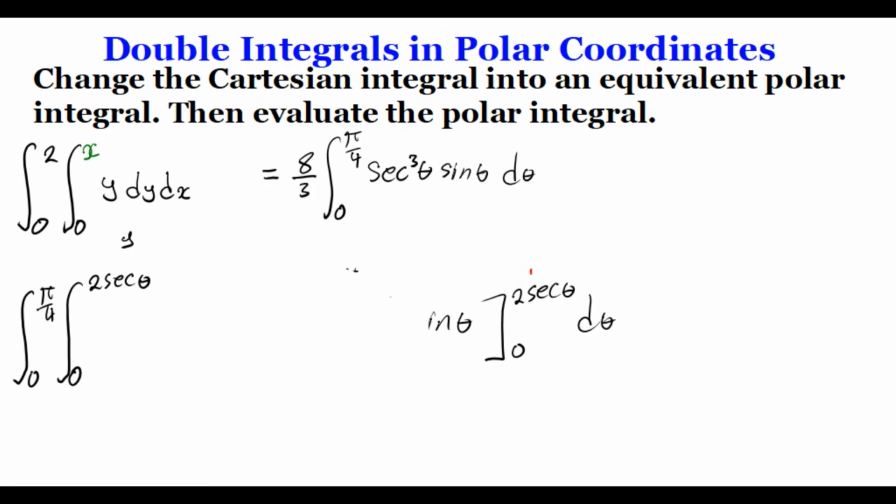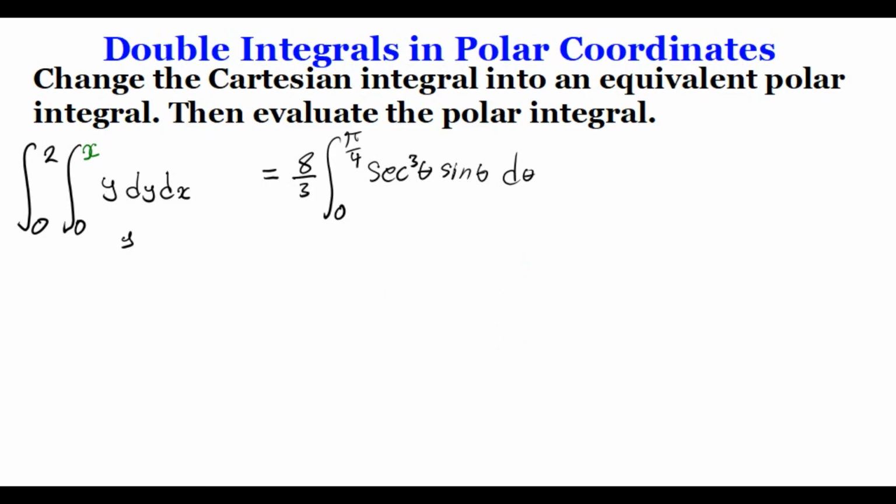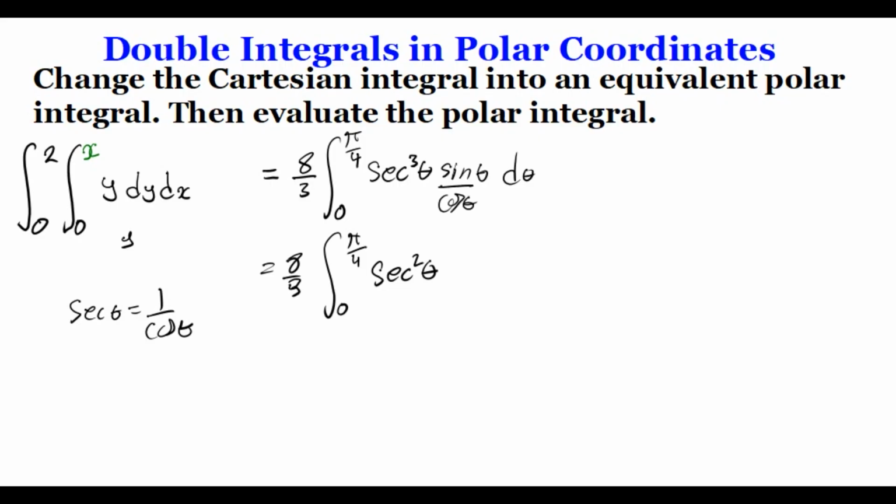Okay, so now it's just a matter of us doing some manipulations for us to be able to work this out. Remember to say sec theta is equal to 1 over cos theta. So I'm going to strip one sec theta from that, so this is going to be 8 over 3, from 0 to pi over 4. This will remain as sec squared theta instead of sec to the third theta, meaning I have to divide by cos theta down here, and sine over cos becomes what? Tan theta d theta.